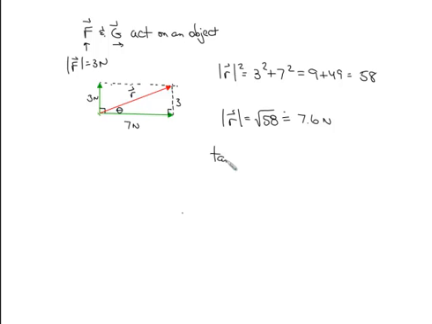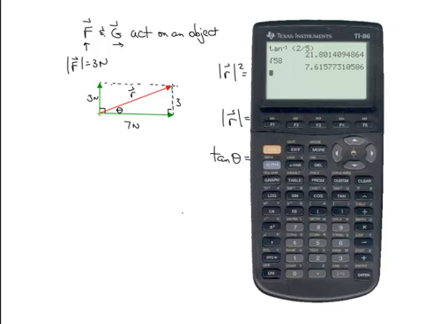We know that tangent of theta is opposite over adjacent, so theta equals inverse tangent of 3 over 7. Go to the calculator. Second function tangent, parentheses, 3 divided by 7 is going to give us an angle of approximately 23.2 degrees.